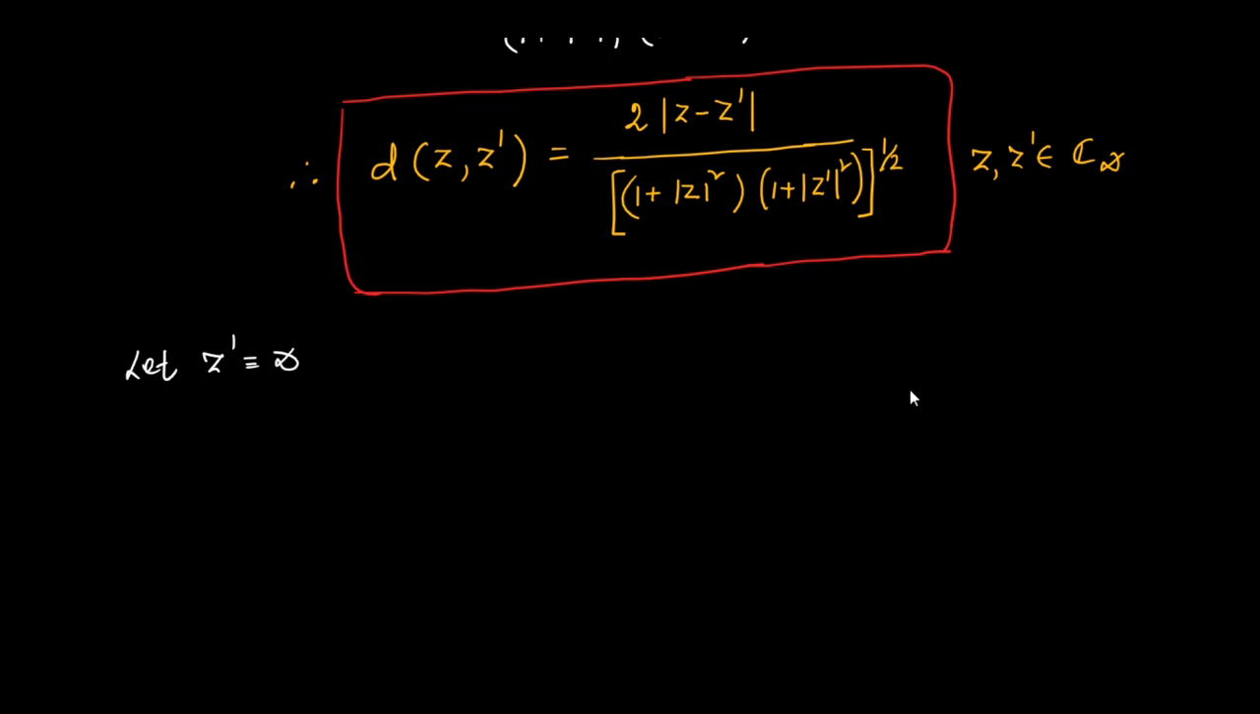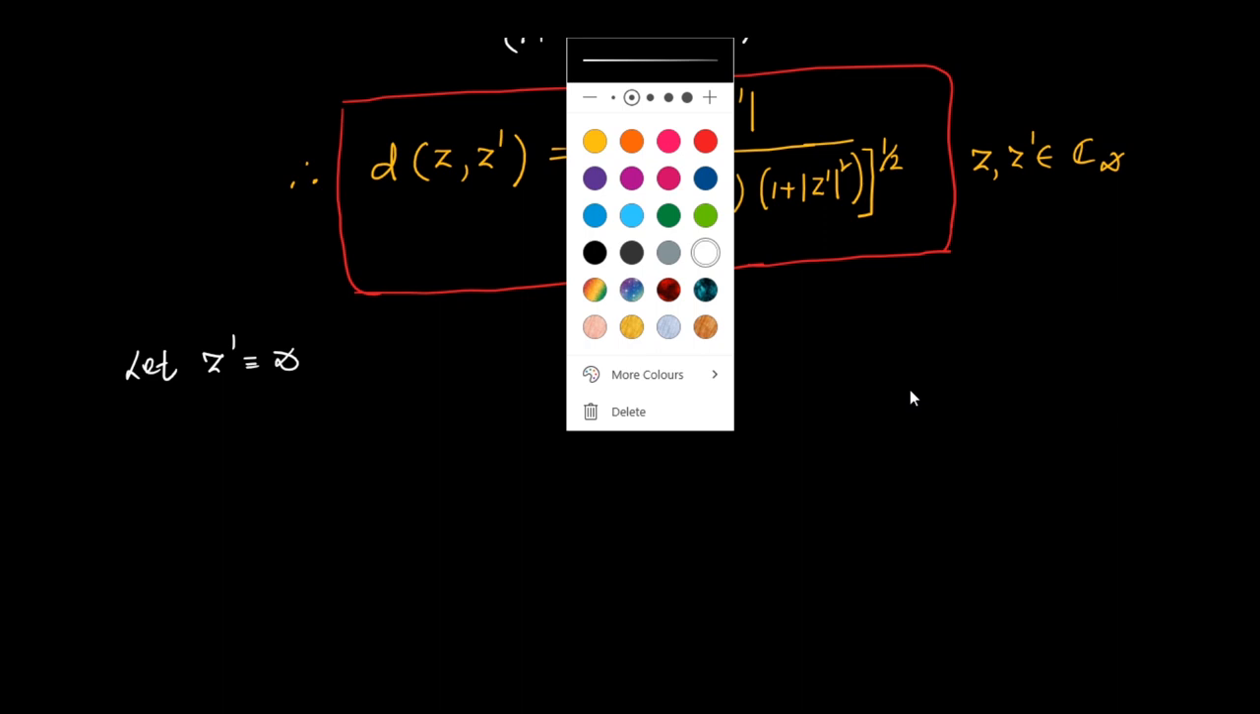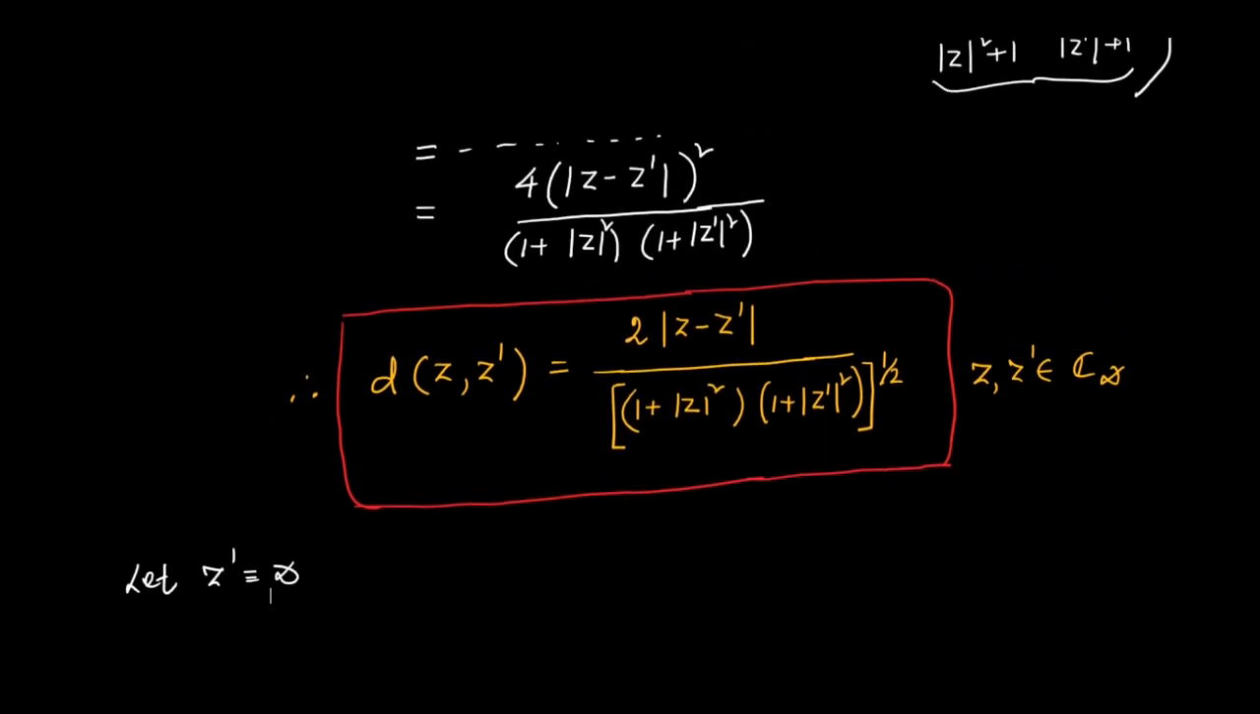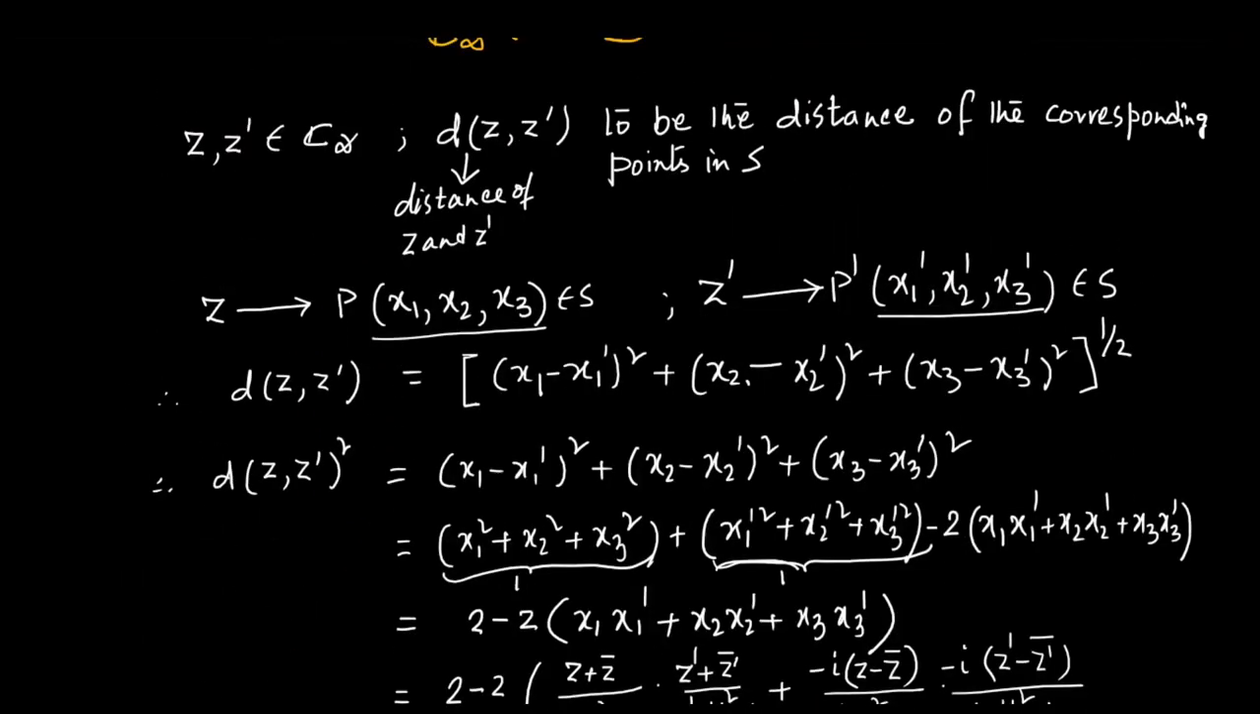So anyway, let z prime be equal to infinity in the extended complex plane. Let us see how the whole concept changes. If I consider z prime to be infinity, can you tell me what will be the corresponding point of infinity in S?